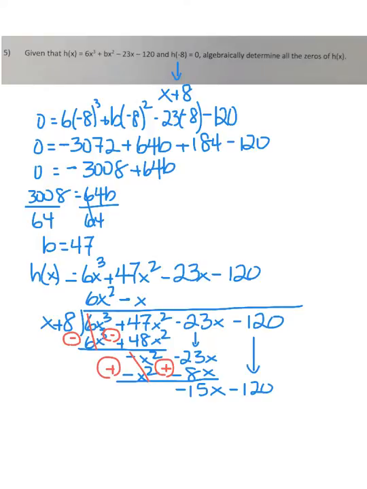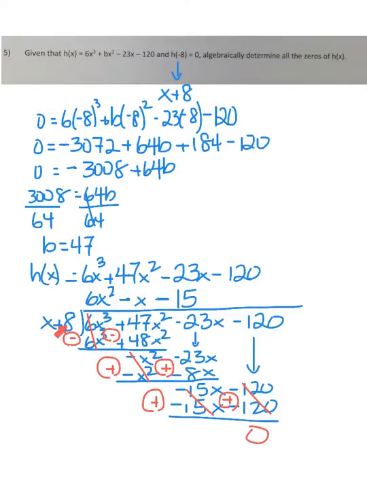Last time, so what do we multiply x by to get to negative 15x? That would be a negative 15. So we're going to distribute that negative 15 through, and that's going to give me negative 15x. And negative 15 times a positive 8 is going to give me a negative 120, which works out very nicely because I'm going to change and circle, and both terms cancel out. So I have no remainder left, which is what I want because I know that x plus 8 is a factor.